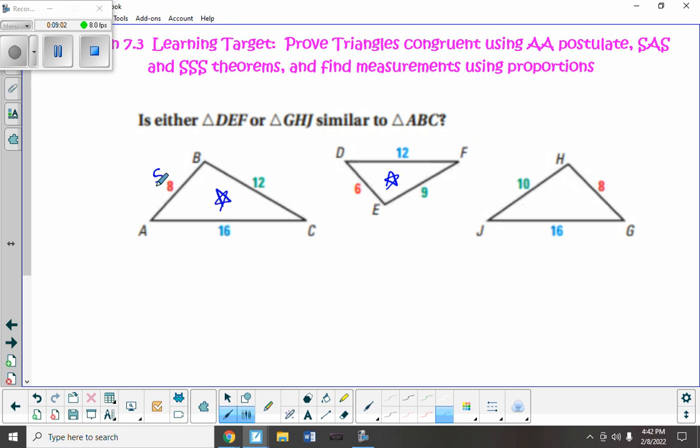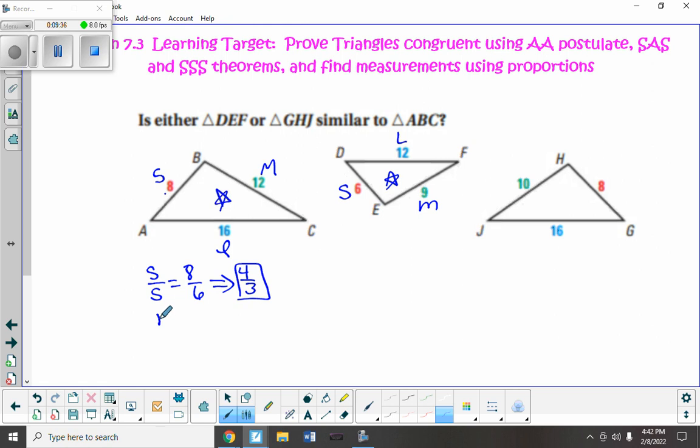The small side here is 8. That's the shortest side. The medium length is 12, and the longest length is 16. And in this triangle, the small side is 6, the medium is 9, and the longest is 12. And so we want to look at the ratios of the short side to the short side, or the smallest length to the smallest length. So it's 8 in the first one and 6 in the second. So 8 to 6. And that reduces to 4 to 3 if you reduce your fraction.